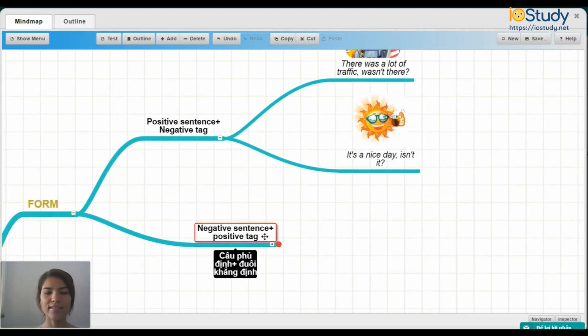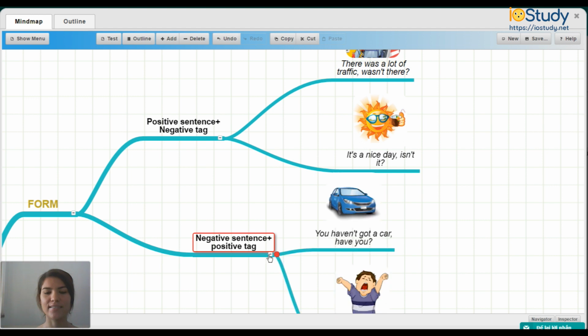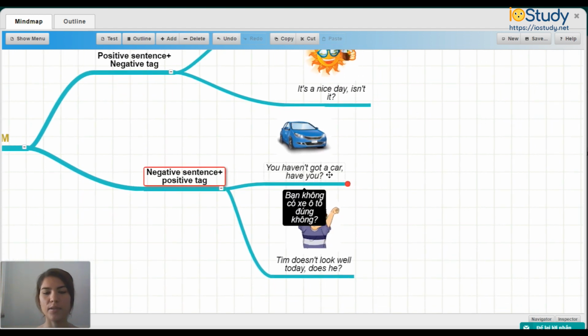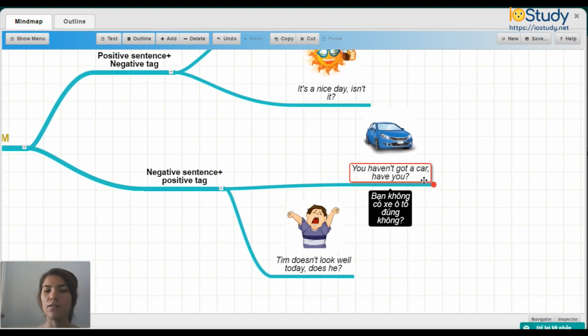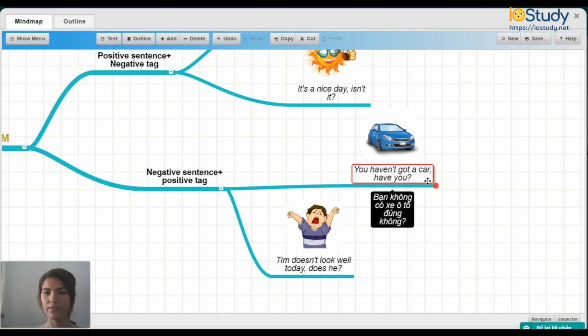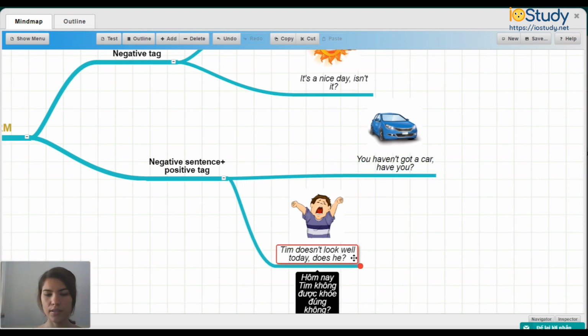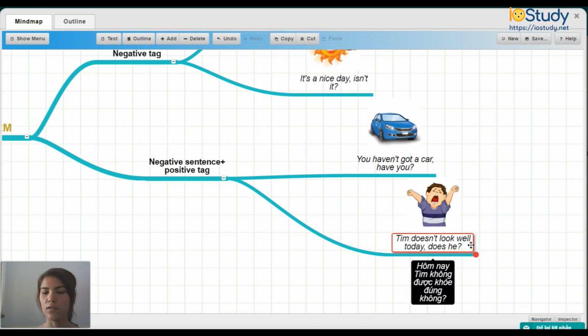Now let's look at negative sentence plus positive tag. Example number 1. You haven't got a car, have you? And number 2. Tim doesn't look well today, does he? So as you can see here, we start with a negative sentence and end with a positive tag to ask the question.